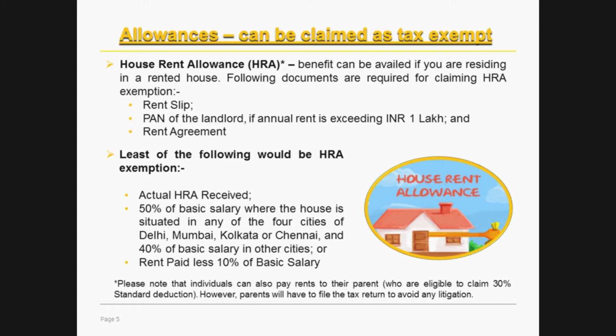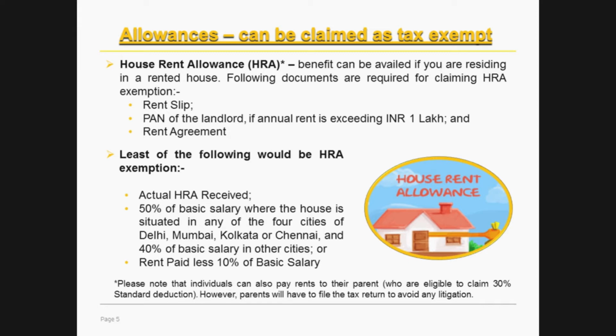There is a formula on the basis of which HRA exemption can be calculated. The lowest of the following would be the HRA exemption. Number one is actual HRA received. Number two is 50% of the basic salary where the house is situated in any of the four cities of Delhi, Mumbai, Kolkata or Chennai, and 40% of the basic salary in other cities. Number three is rent paid less 10% of the basic salary.